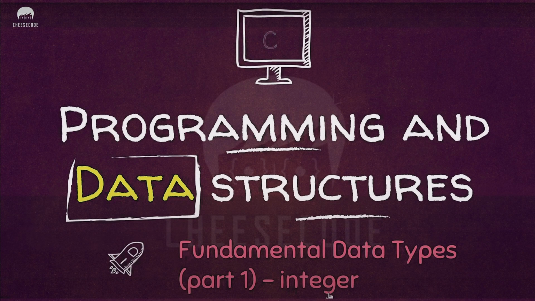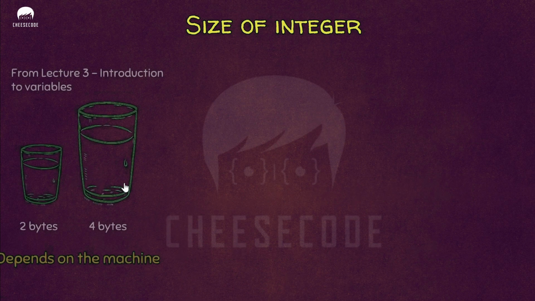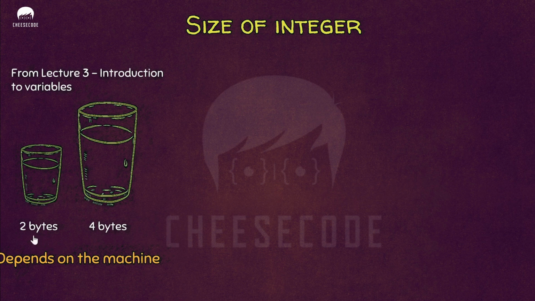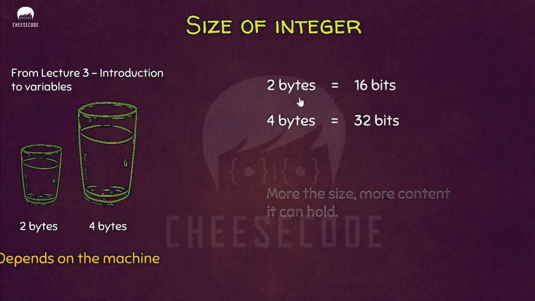Types to study, and today we begin our session with the integer data type. Recall from lecture 3, that is Introduction to Variables. Integer can take either 2 bytes of memory space or 4 bytes of memory space depending upon the machine you are working with. As we know, 1 byte is equal to 8 bits, therefore 2 bytes is equal to 16 bits and 4 bytes is equal to 32 bits. More the size, more content it can hold, obviously.